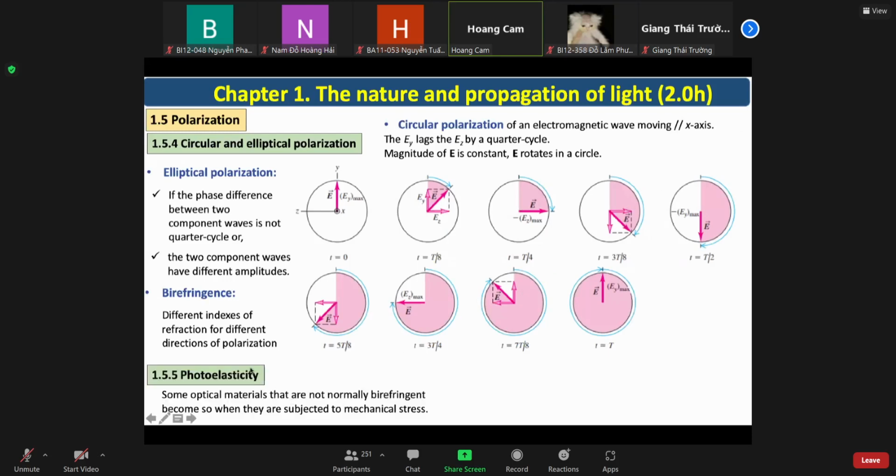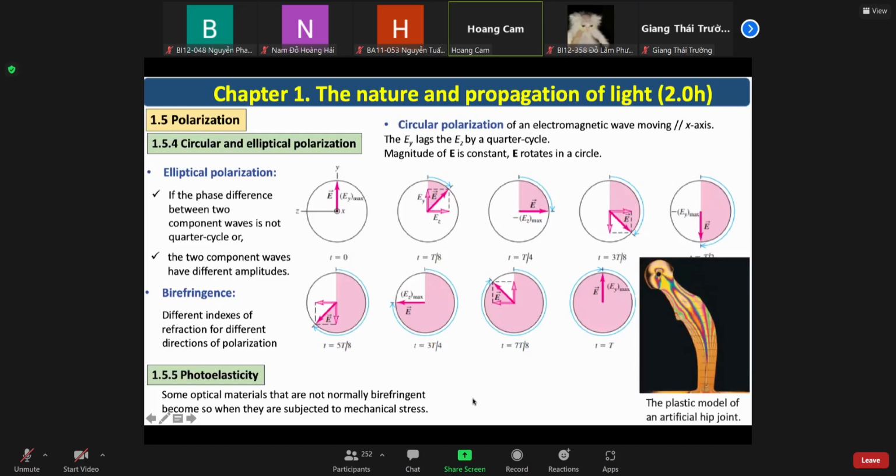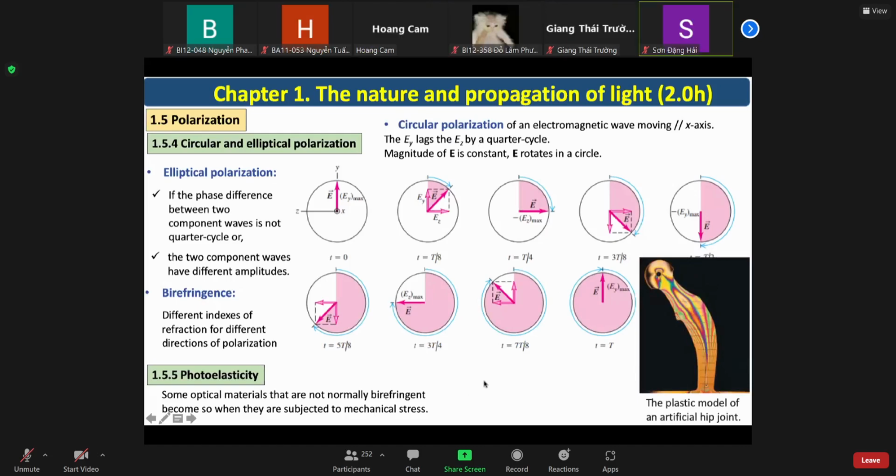And we have photoelasticity. Photoelasticity is that when you apply mechanical stress onto a material, it can also have a birefringent property. So it can be used in medicine as well.